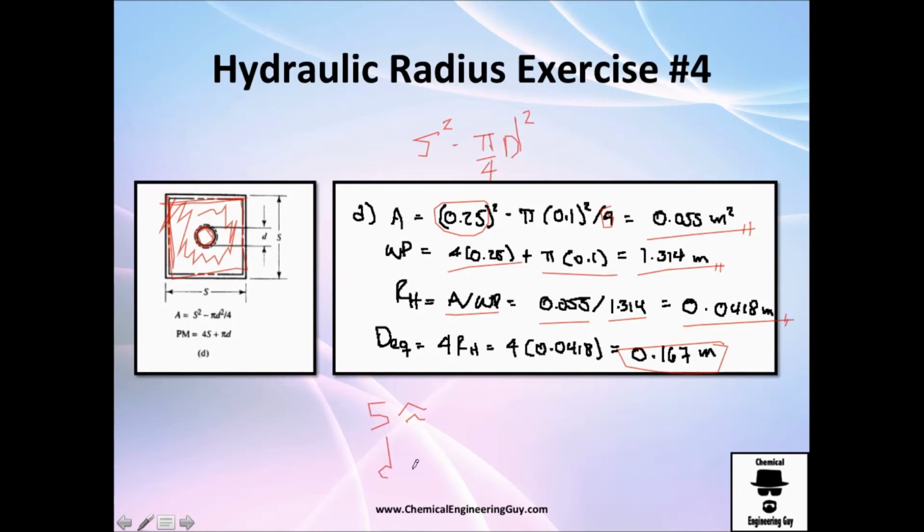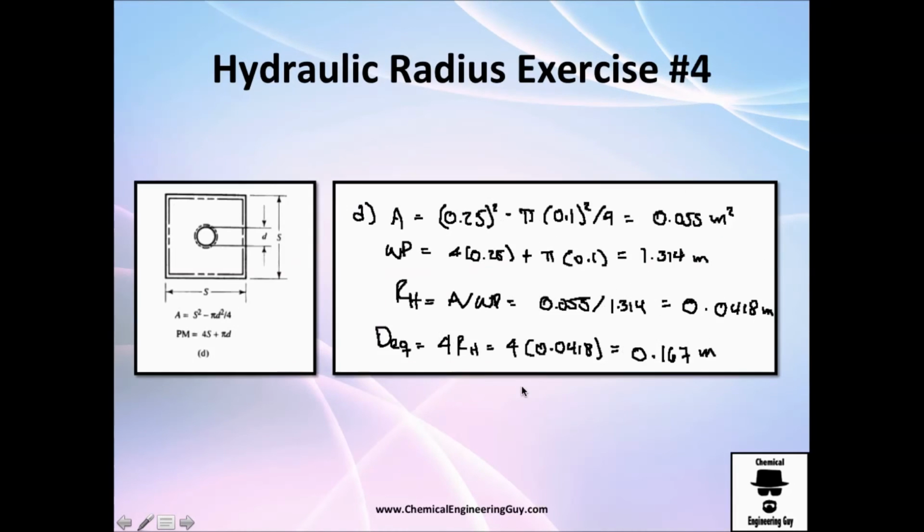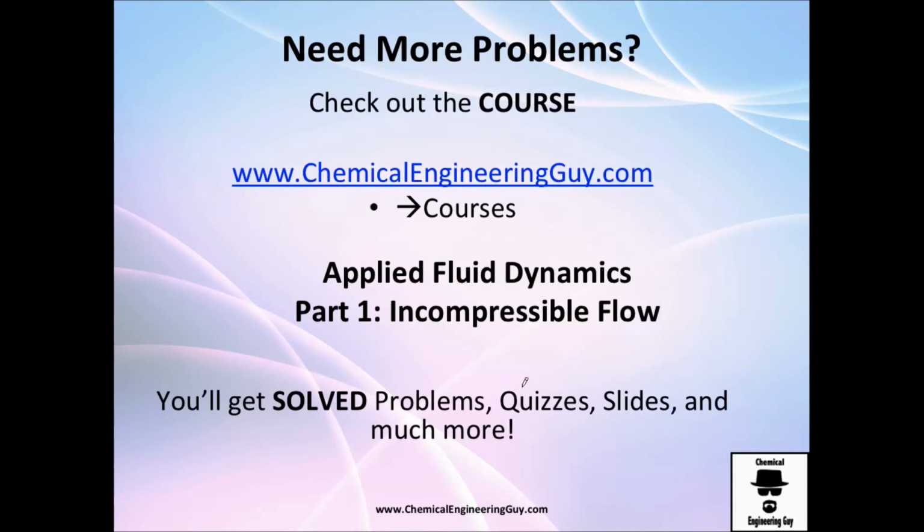You compare, the diameter is 0.1 and the S is 0.25, so it must be something in between. And we got 0.16, which is okay because it makes sense, it's between these two values. And well, if you wanted to calculate the Reynolds number on these exercises, you already got the diameter, so you're set.